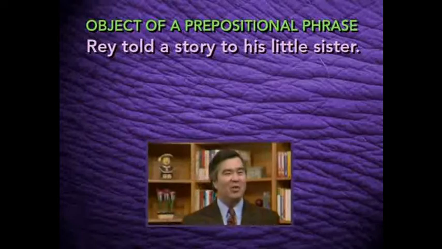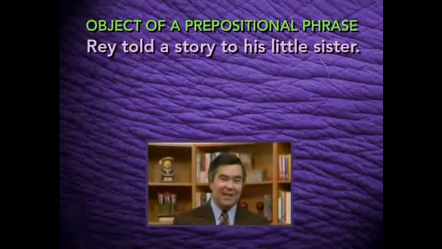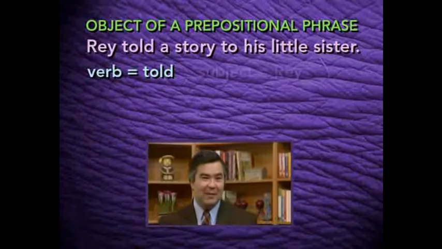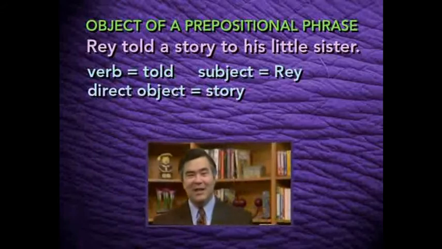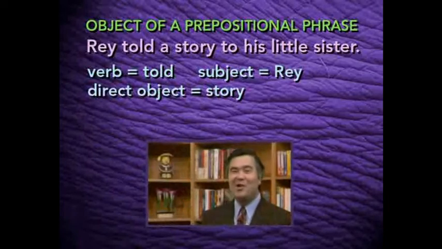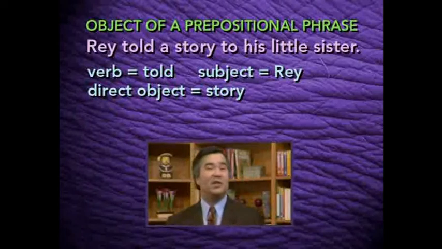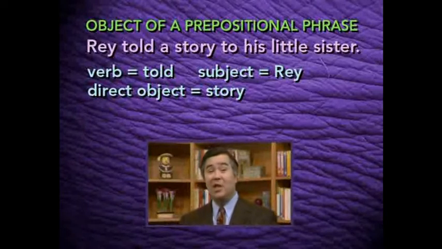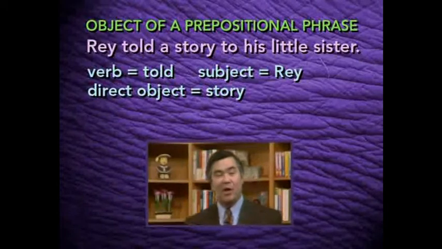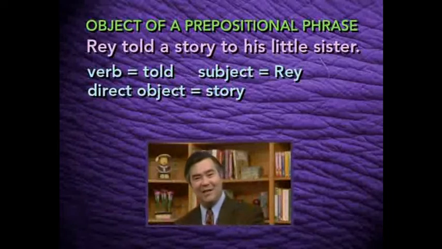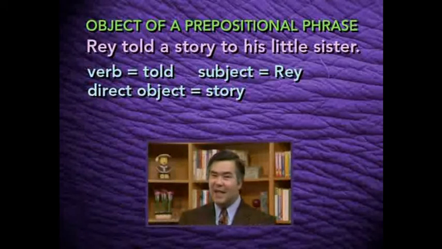Ray told a story to his little sister. In this sentence, we have the same verb, told, and the same subject, Ray. We even have the same direct object, story. That's what Ray told. Now, to whom did he tell the story? Well, he told his little sister. But in this case, little sister is not appearing as an indirect object. Notice that it's not placed between the verb and the direct object. Instead, it has been made part of a prepositional phrase and stuck on at the end of the sentence. To his little sister. The preposition to introduces the prepositional phrase. So even though the meaning is the same, in this case, the grammatical structure is different.